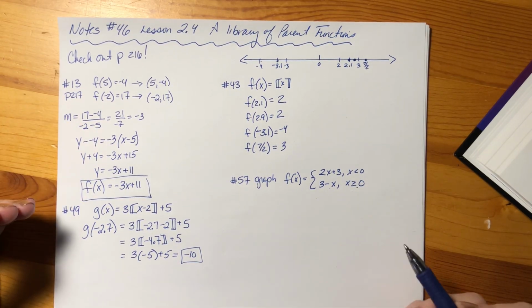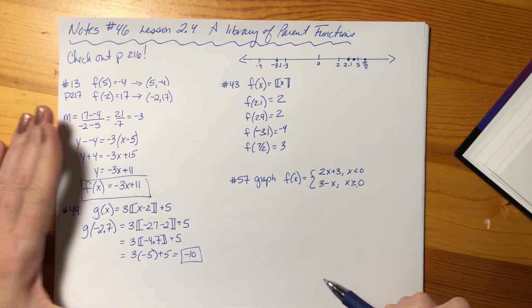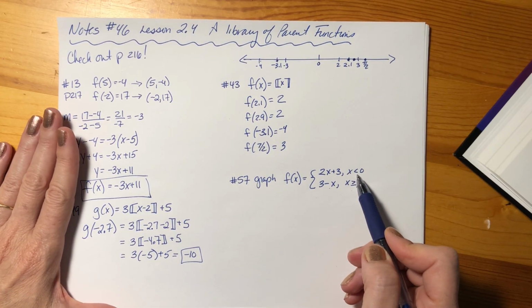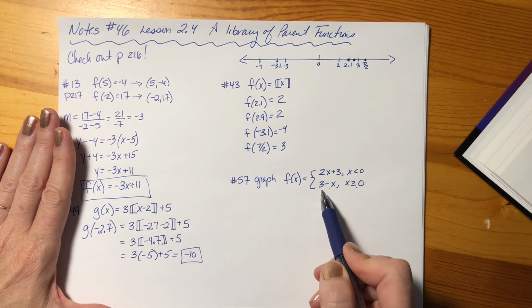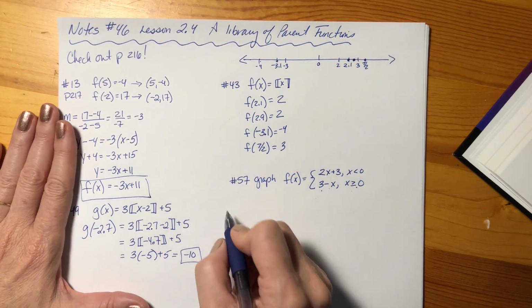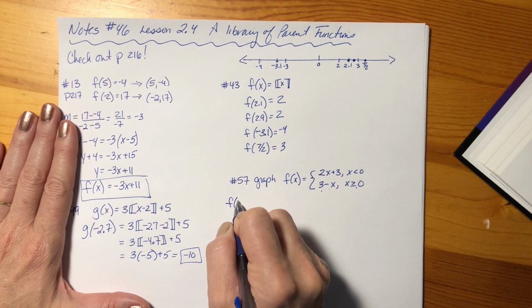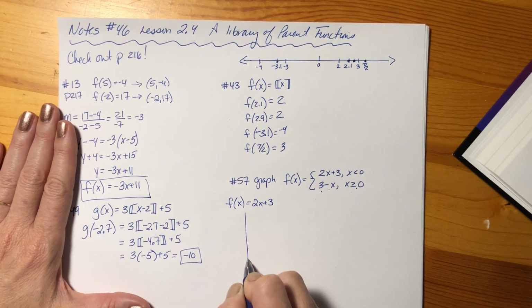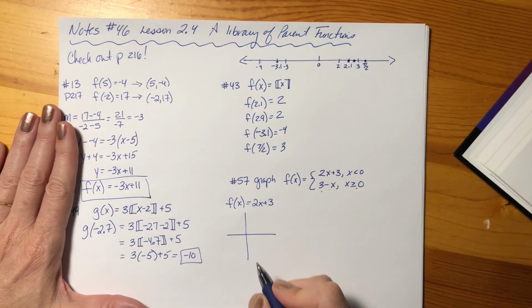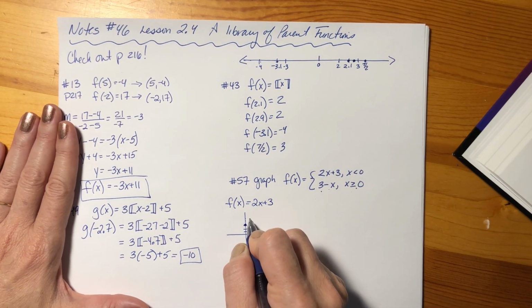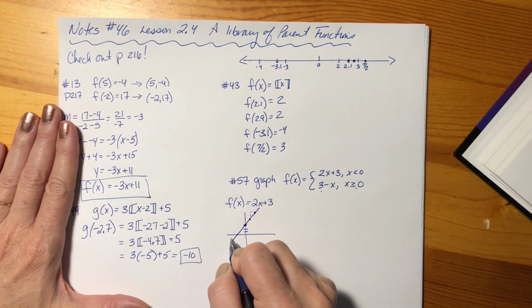But when we give a piecewise function in algebra, we say it backwards. We say use this function if x is less than 0, and use this function if x is greater than or equal to 0. So what I'd like you to do is think about each function separately. Okay? So first, let's graph 2x plus 3. Well, that's a y-intercept of 3. My slope is going to go up 2 over 1, up 2 over 1, and there's my line.